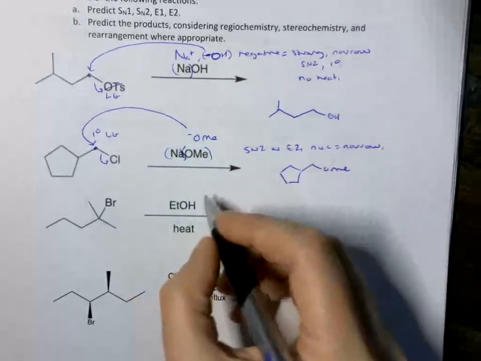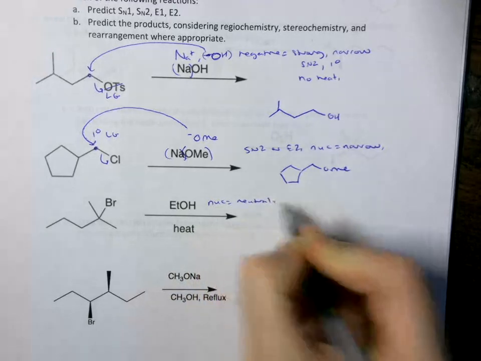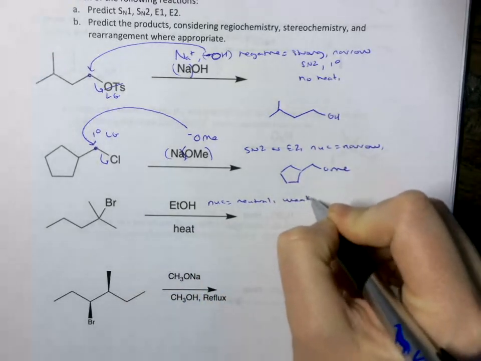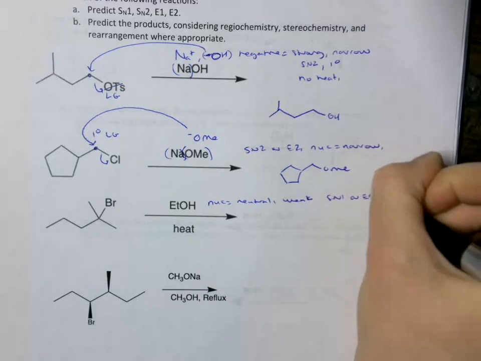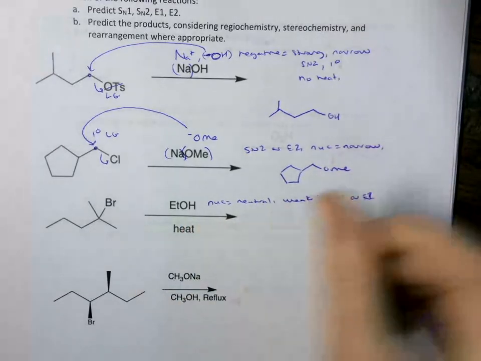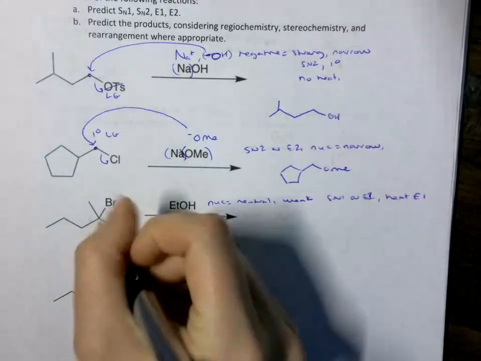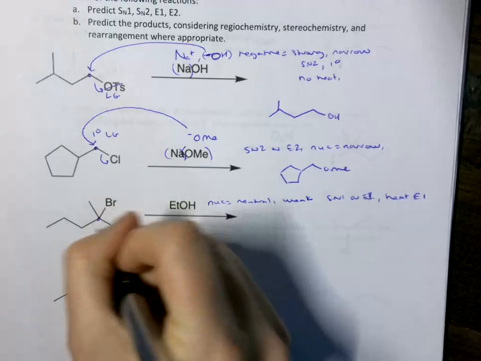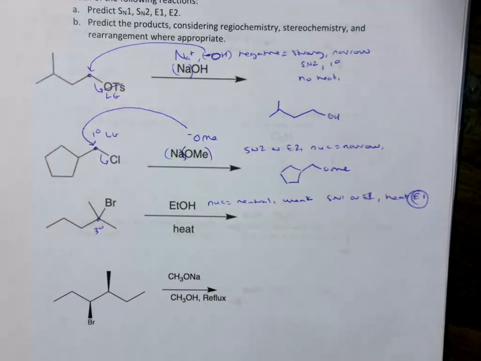Okay, now this nucleophile is a neutral nucleophile, so this is going to be a weak nucleophile. So that's going to favor SN1 or E1. And then the next thing I notice is that there's heat. So heat definitely favors E1, I think. And then this leaving group is on a 1, 2, 3, a tertiary carbon. So that's going to really solidify that it's E1 for me.